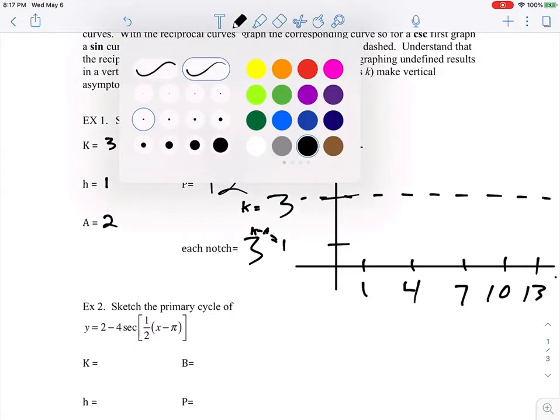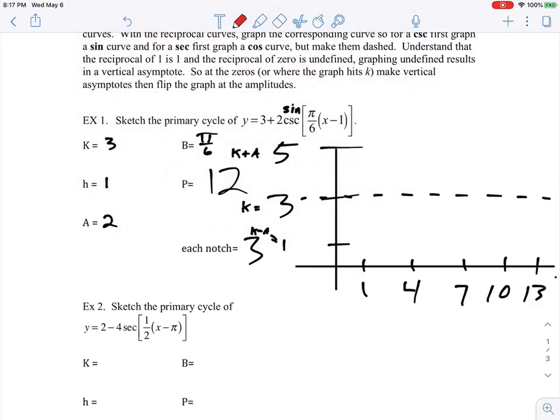I might as well try to use some technology here, okay? I'm going to use this red, and I'm going to dash this sine curve. Sine curve, and we're positive, so I start at HK like every sine curve does. Then I go up to the top, middle, bottom, back to middle, okay? I'm going to graph it dashed because I'm not actually graphing this.